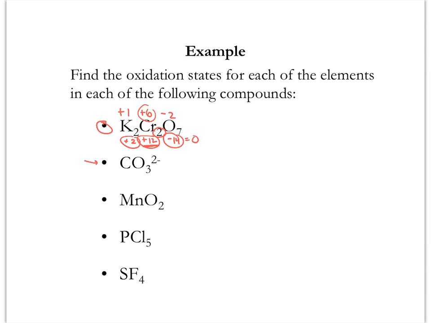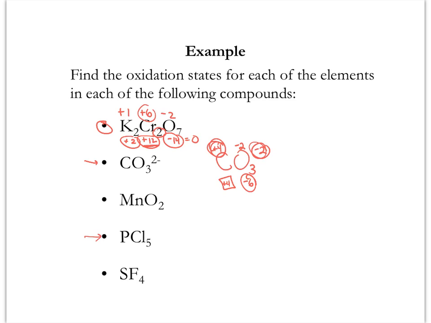This next one, the carbonate ion, I'm going to rewrite over here so I have more space. The carbonate ion has a -2 charge overall. Each oxygen has a -2 charge itself, so that's -6. So that carbon has to be a +4 oxidation state. So when it adds up, the +4 and the -6 add up to -2.